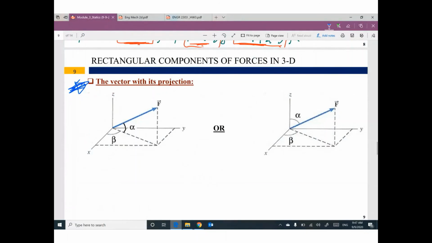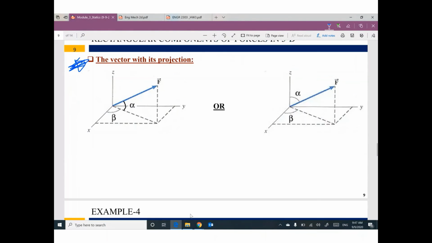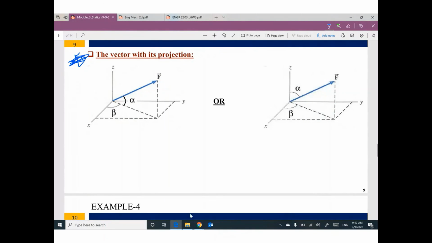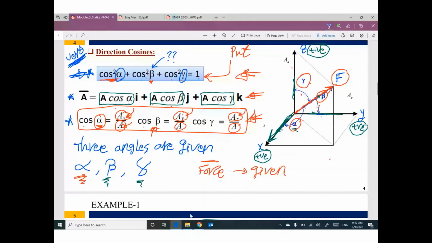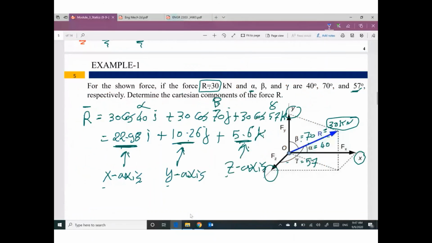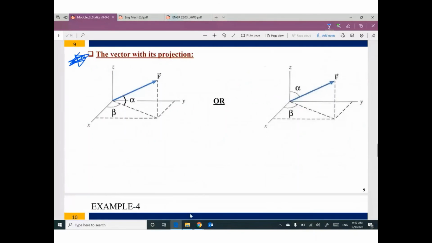Before leaving, I have a question. Can you look to this slide, please? Slide number 9. We have a force and we have angles. Can you tell me what is the difference between this situation or this case and the first case? Let me go back to slide number 9. Anybody can tell me what is the difference? What do you think here?